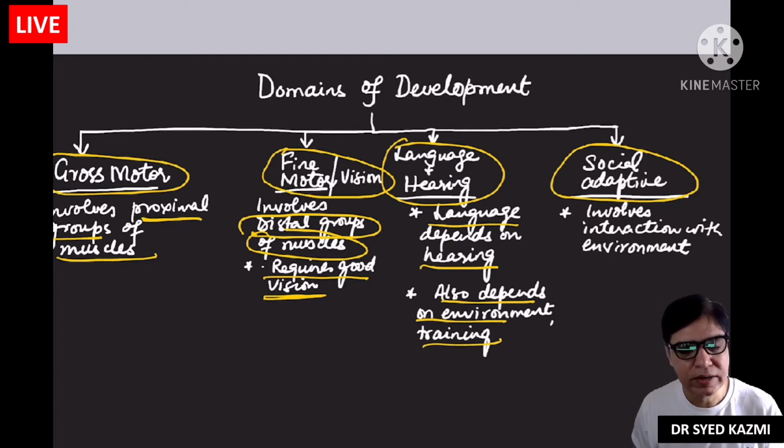So not only should the hearing apparatus be fine, the environment should also be conducive, and the child must get an opportunity to be properly trained in the language. So this is also an important thing to keep in mind.